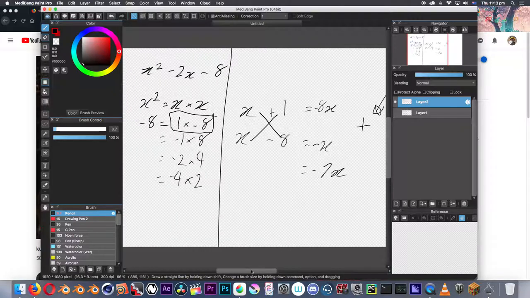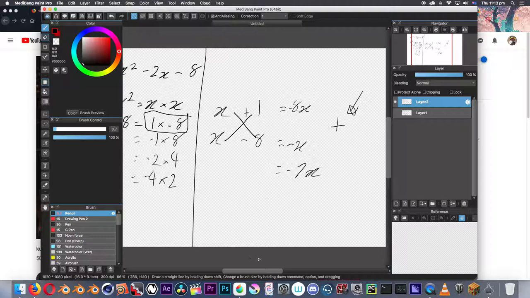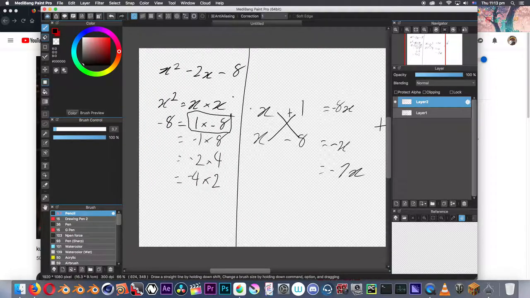Now we need to check the b term, which is the middle term. Does it equal? It does not. It's -7x, and this is 2x. So let's go back to here and try a new combination.